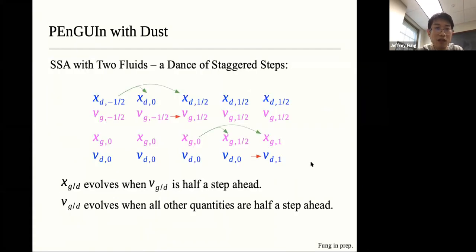One thing about SSA with two fluids is that you need the mid-time step information in order to do the staggered step. So with two fluids, it becomes a bit of a dance. But the general idea is when you compute the flux, which I call evolution in X, but in a grid that translates to computing fluxes, the velocity has to be half a time step ahead. And when you evolve your velocity, every other quantity, for example, here, when you push forward your velocity in the gas, everything else has to be half a time step ahead.